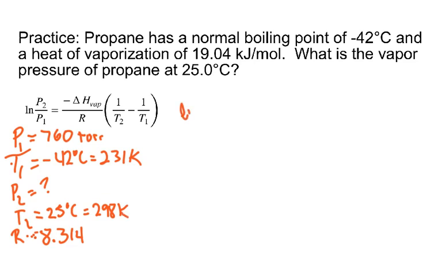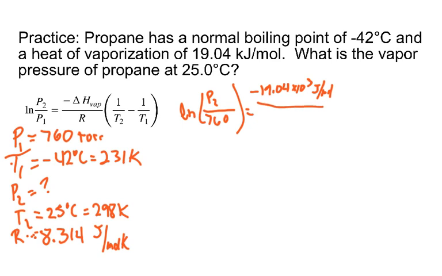So I know that my natural log of my P2, which is what I'm looking for, over 760 torr is equal to my negative delta H of vaporization, which I'm going to convert over to joules because my units on my R value is joules per mole K. So negative 19.04 times 10 to the third joules per mole divided by 8.314 joules per mole Kelvin times 1 over T2, which is 298, minus 1 over T1, which is 231.